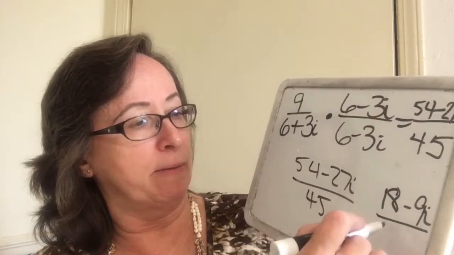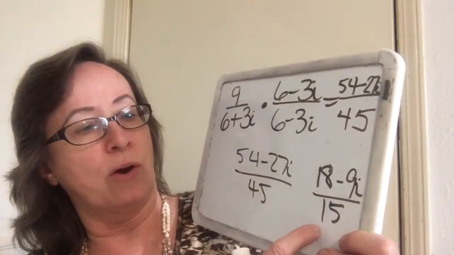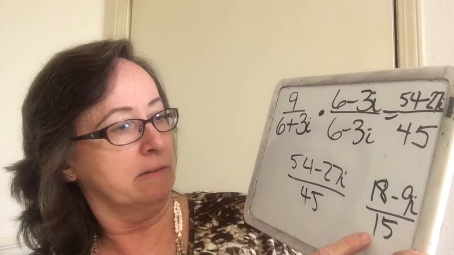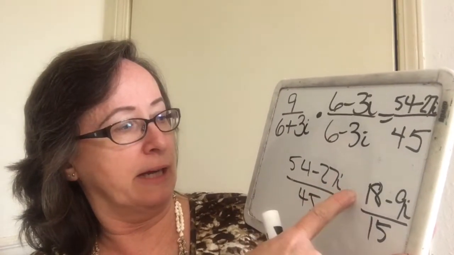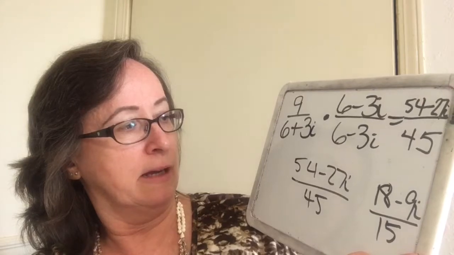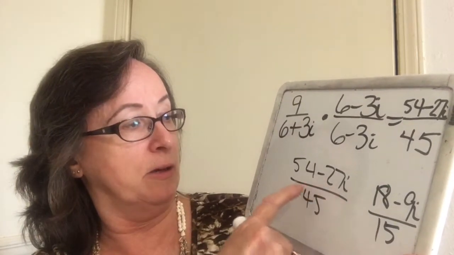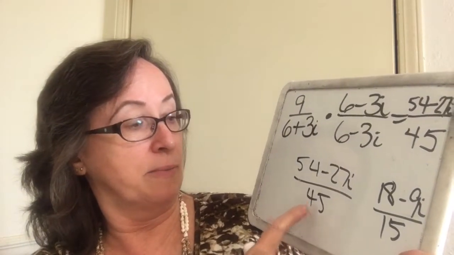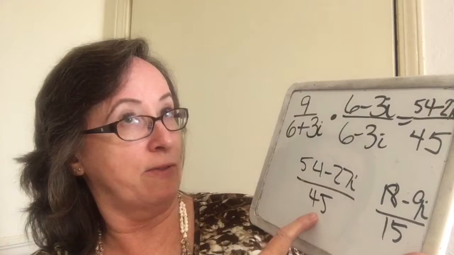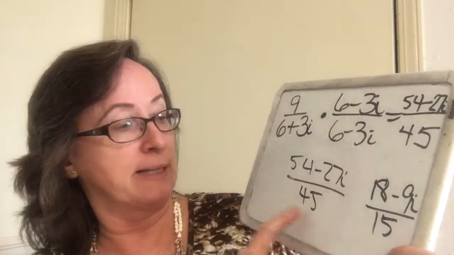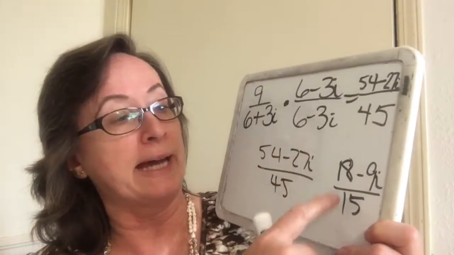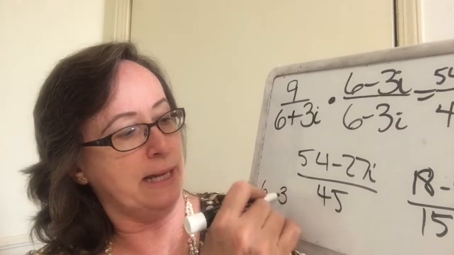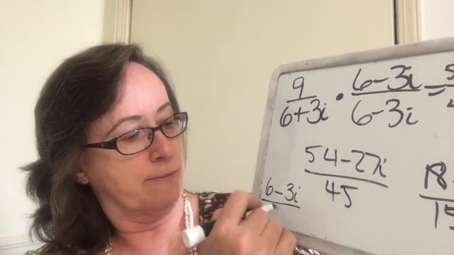And 45 divided by 3 is 15. Okay, so we still have a 3. Let's see, we have a 3 and a 3 and a 3. Because this one is 3 cubed, and this one has a 6, and this one has 9 times 5. Oh, but it does have two 3s in it. So we're going to divide by 3 again, and we're going to get (6 minus 3i) over 5.